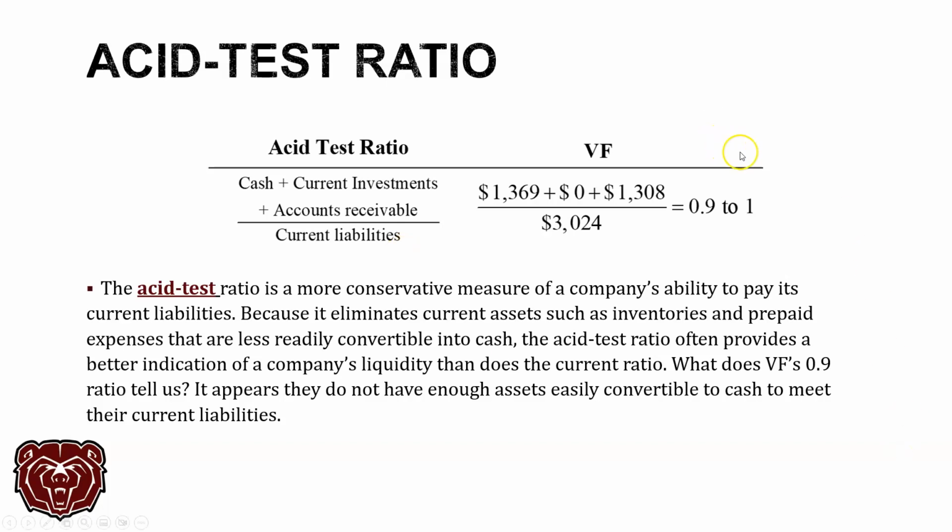Here we can see that VF has a 0.921 ratio, meaning that for every dollar in current liabilities they've only got 90 cents in those highly liquid, easily convertible assets. So this would give us some concern because we can see they don't have current assets that are easily convertible to meet current liabilities. So we might be somewhat concerned there. But again, I would take the current ratio into consideration as well, because they may not be able to sell them as quickly, but they've still got some they could sell.